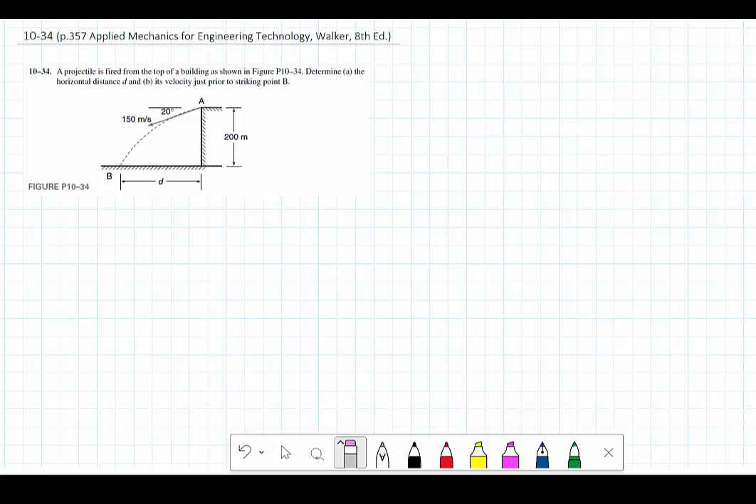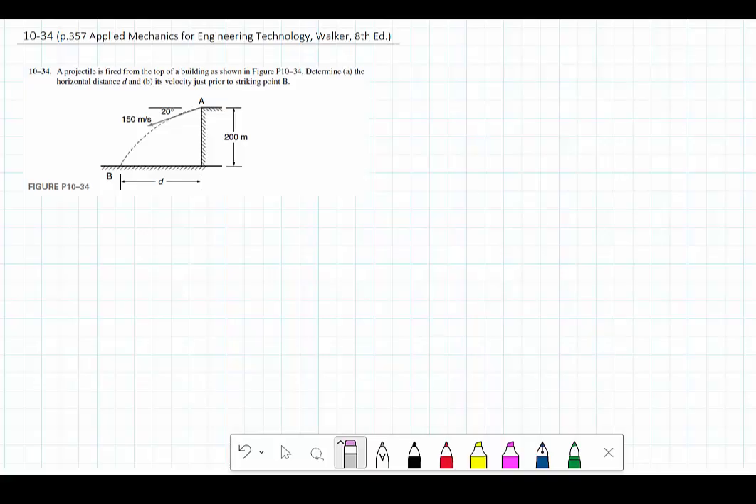So with that in mind, let's look at how to establish a coordinate system and assign directions to the vectors involved. One common approach when setting up a coordinate system is to choose the direction of the initial velocity as the positive direction. So in this question, the motion starts at point A, where the initial velocity is 150 meters per second at an angle of 20 degrees downward to the left.